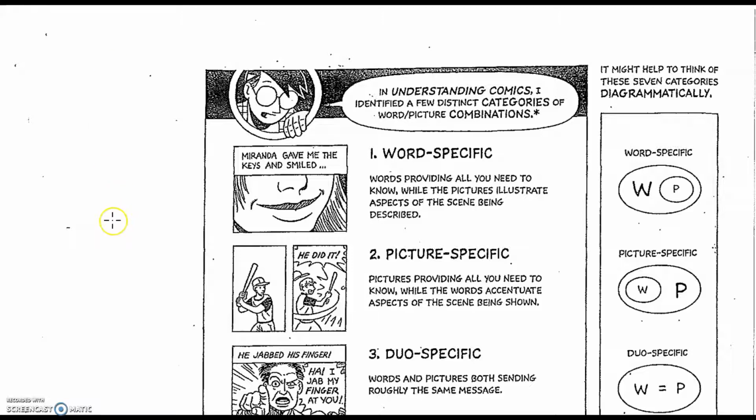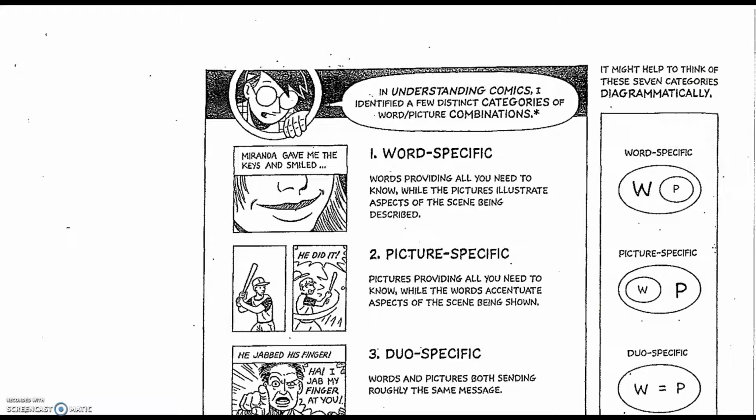All right. So one way meaning is conveyed is through word-picture combinations. So where do we get the meaning? Well, it can be word specific, meaning the majority of the content comes from the word. "Miranda gave me the keys and smiled." I know she's smiling from the picture, but I know more from the words. Her name is Miranda. She did an action of giving someone the keys, and then she smiled. If I was just reading the picture, I just see someone smiling. So you get the majority of the information from the words.